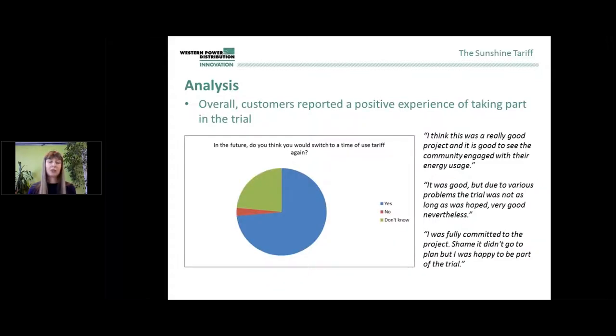So overall, customers reported a positive experience of taking part in the trial. There's a couple of quotes there from some of our happy customers. And when we asked them if they would switch to a time of use tariff again in the future, 73% said yes, they would, and only one customer said no. And when we compare that with the customers with automation control technology, I think it was around 85% said they would switch to a time of use tariff again.